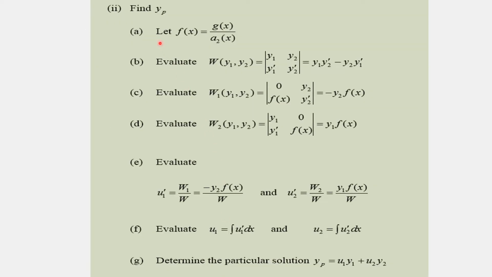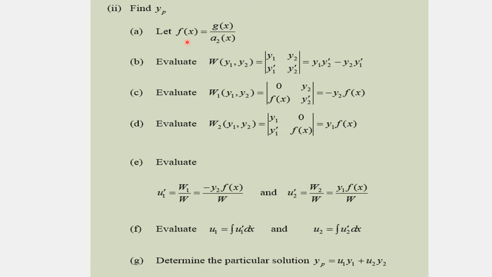Now we're going to find the yp. We are going to learn how to use this variation of parameters to find the yp. So these are the steps that you need to follow in order to apply the method of variation of parameters. First step is to evaluate f of x.